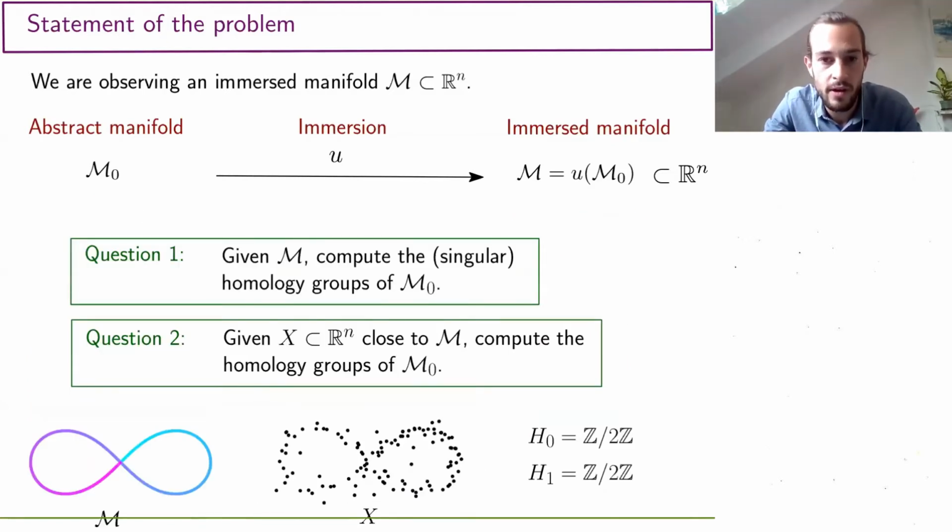All right, so the question is, I give you M, the image of the immersion, and I want you to give me the homology groups of M0, the original manifold. And a more practical question will be, if I only give you a sample or a closed set X, I still want the homology groups of the original manifold. So for instance, if you are given this nice lemniscate or this less nice sample, I want the homology groups of the circle. That is, for instance, in Z2, one connected component and one cycle in H1.